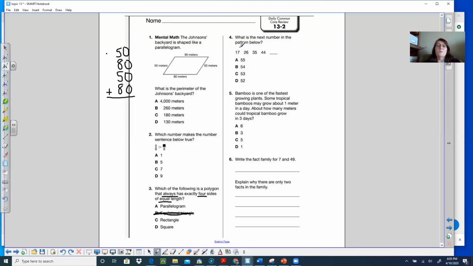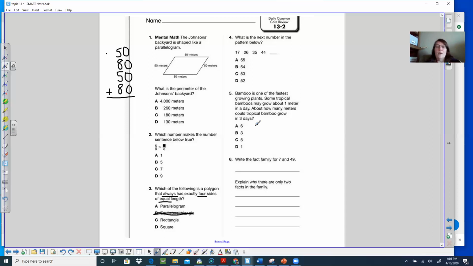Now I'm going to look at my ones place. 7, 6, 5, 4. I think there's a pattern. So if both of those patterns continue, you are deciding, is your answer 55, 54, 53, or 52? If you want to pause the video and rewind it a few seconds and listen to those patterns again, that might help you solve that problem.